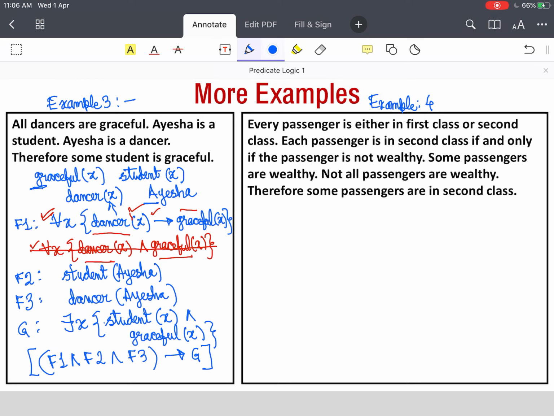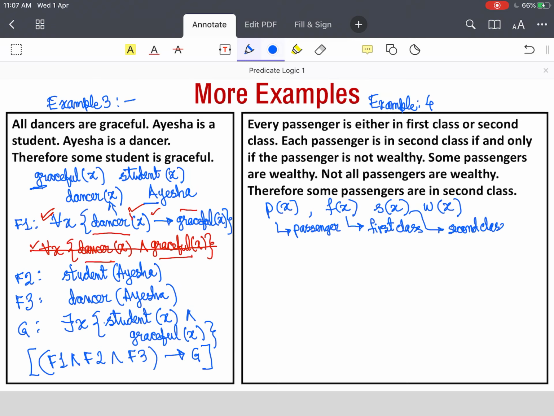So how do we formally go through the codification process? So what are the predicates? Px is passenger X. Fx is first class X. Sx is second class X. Wx is wealthy X. So we are using these first class, second class, wealthy. So each passenger X, this is passenger. This is X is in the first class. This means X is in the second class. And this means X is wealthy. So once we have got our four predicates, each of them is a single argument predicate. There are no constants here.